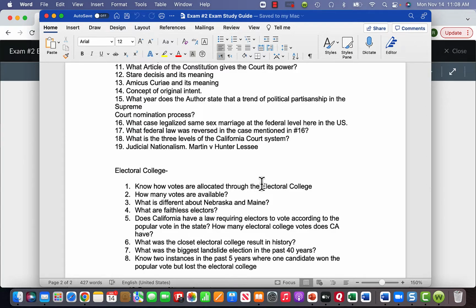Know that Bush v. Gore was the closest electoral college result in history, and the biggest landslide was probably Reagan-Mondale. And know that we had two instances in the past 20 years where a candidate won the popular vote but lost the electoral college. Okay, so basically know those, and you should be okay.